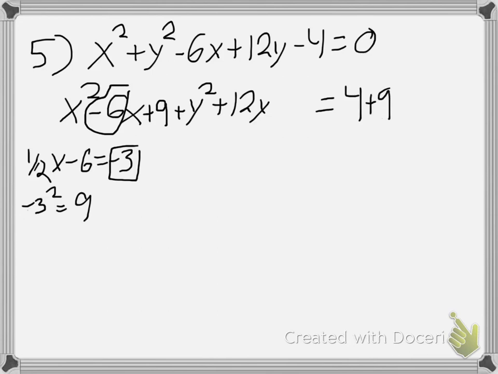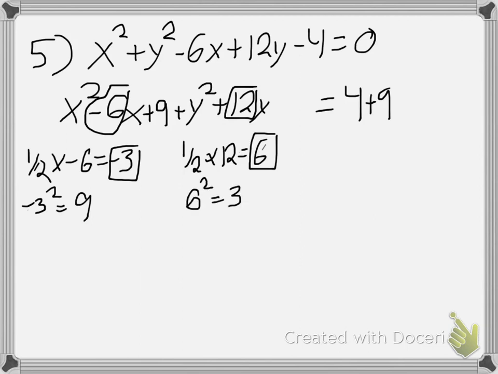Now I'm going to do the same thing to the y. I'm going to find my b coefficient, which is 12. I'm going to take half of that, so 1/2 times 12 equals 6. And I'm going to put a little box around that to remember it. And then I'm going to take 6 squared, which is 36. And that's what I'm going to put into this hole. So I'm going to add 36 to this.